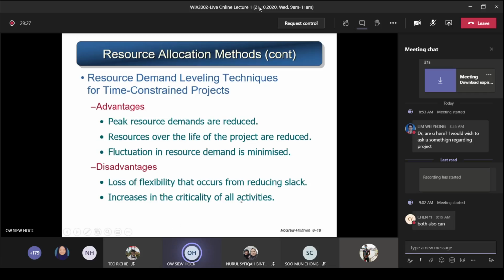And next, if you're reducing the slack, it increases the criticality of all the activities. So whatever activity is affected, in the end it will result in some activities going from not critical to now critical. So you increase the criticality of some of these activities if you delay some of these activities to have the leveling technique.